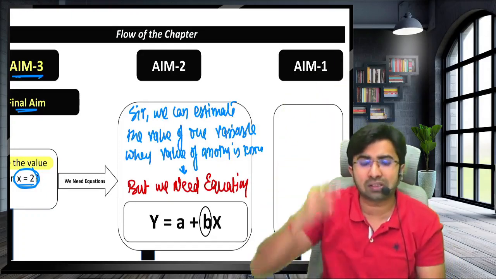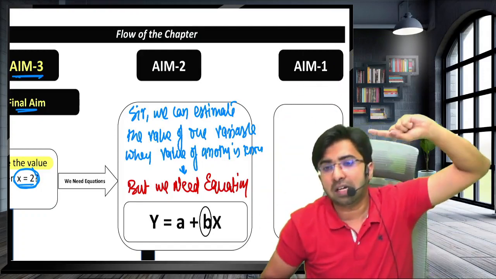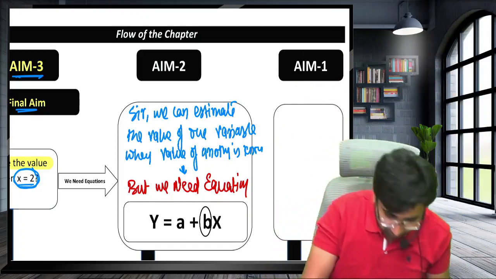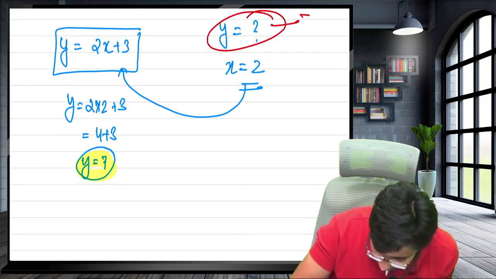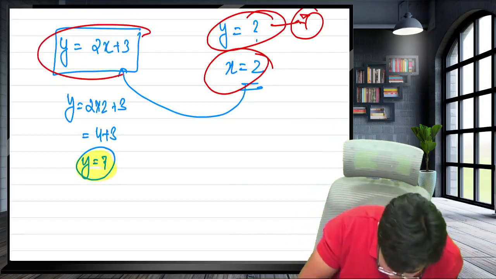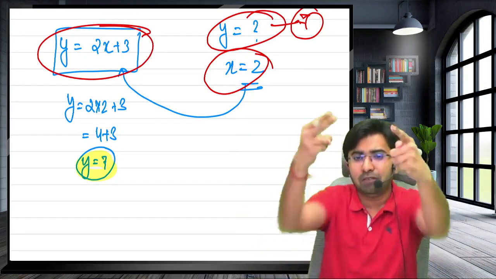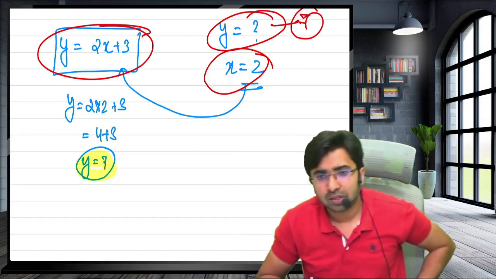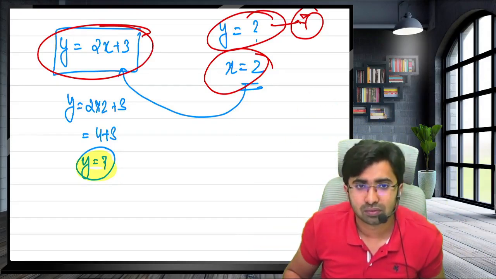Why do you need an equation? So that we can put the value of one variable and get the value of another variable. Say yes or no. Here we have estimated y equal to 7 when the value of x was known, but for that you have given us the equation. If I will not give you the equation, can you estimate the value of one variable? Yes or no?